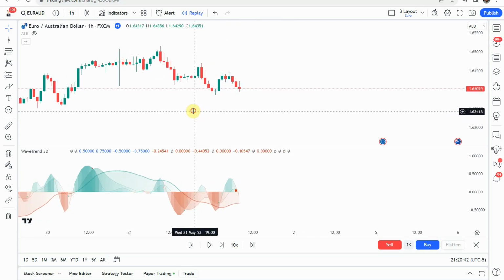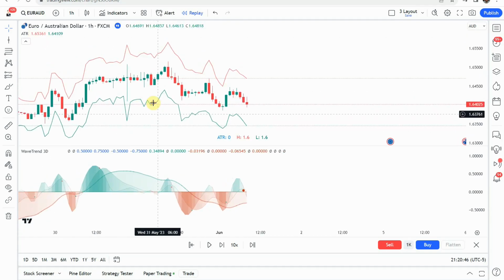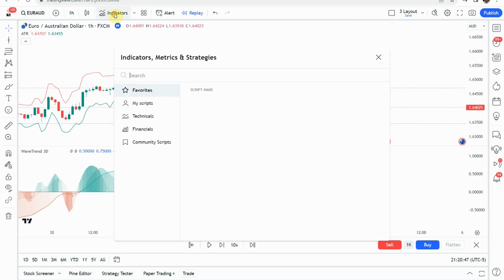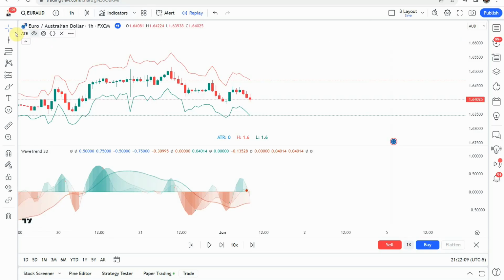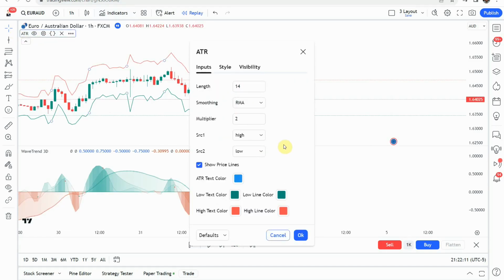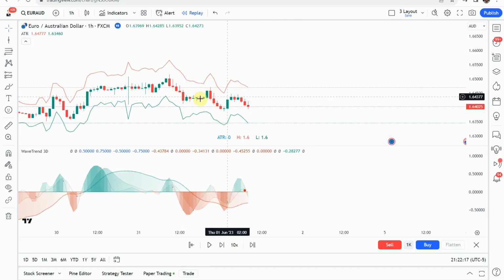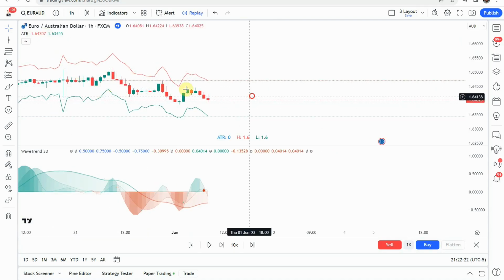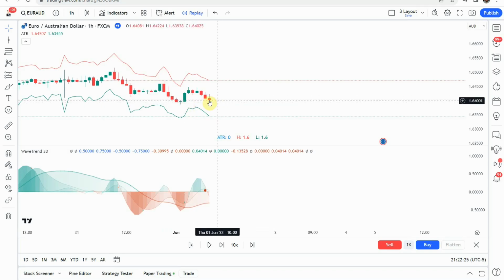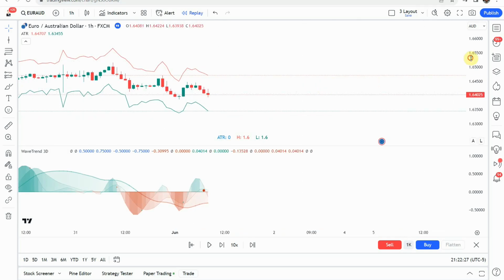And so the next indicator you are going to add to the screen is going to be the ATR stop loss. It's going to be the ATR stop loss finder right here. And so you will add that one to the screen. You will go in and you will change the multiplier to 2. And that'll give you this right here.